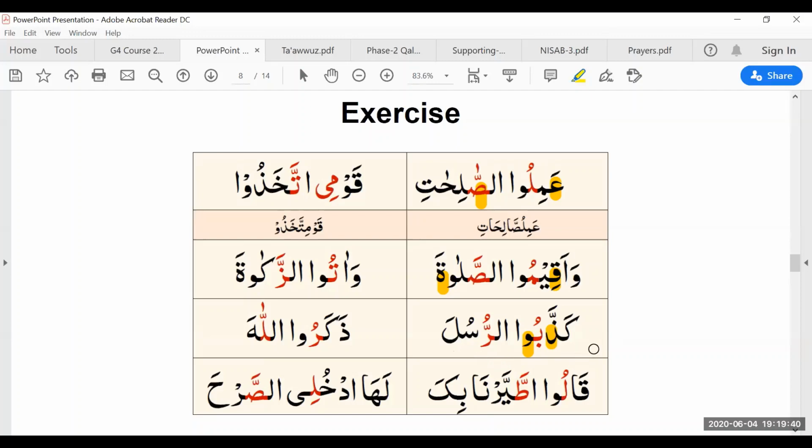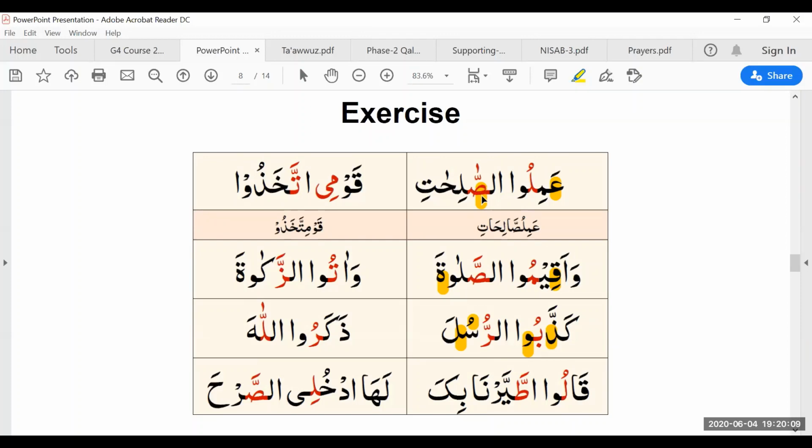Can you say this again? As L215 mentioned, there is no vowel after seen, right? So, kadhabu rasula, one second long. Yes. Okay.